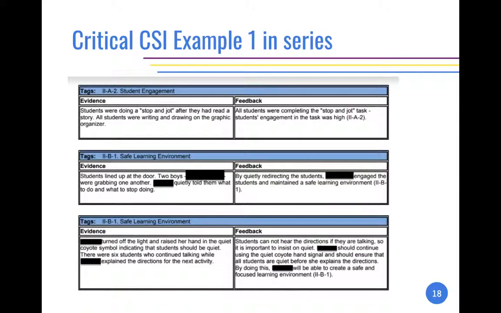So what we have here on these next 3 slides is observations done about 3 weeks apart in a 2nd grade classroom. And you'll see in the first one that there's one critical CSI, and then you'll see how I followed up on that area of improvement with this teacher and the next 2 CSIs after that. So take a few minutes to read each one of these.